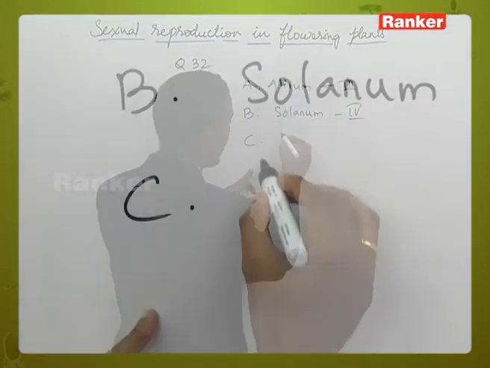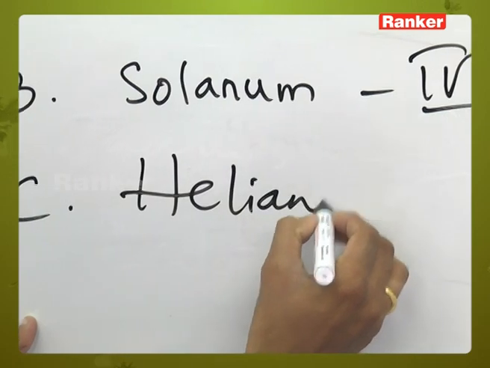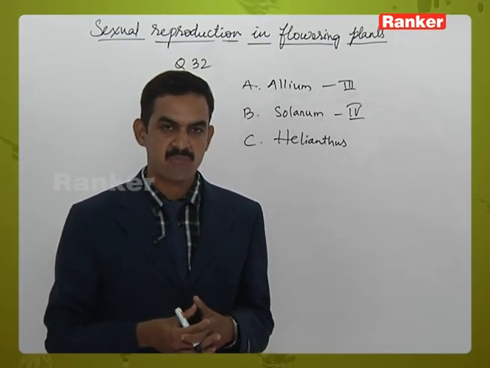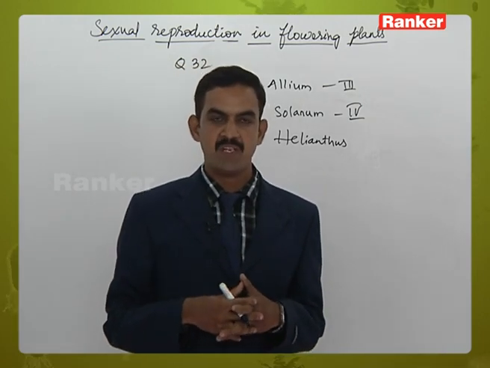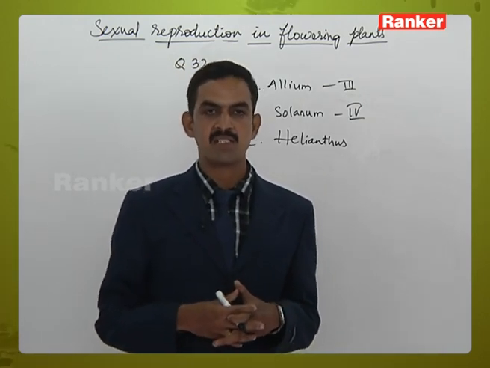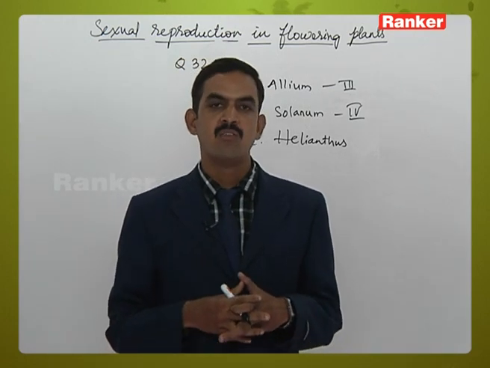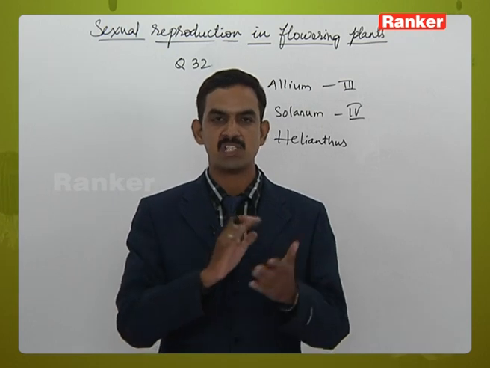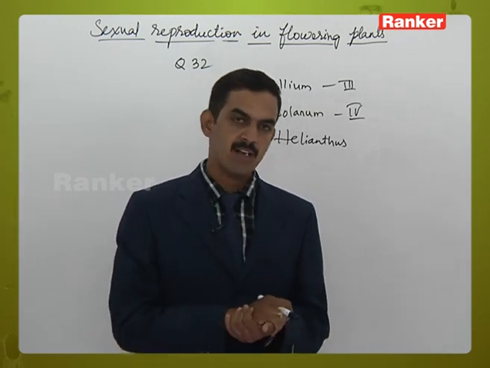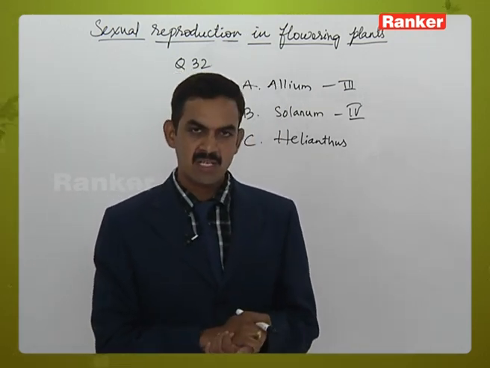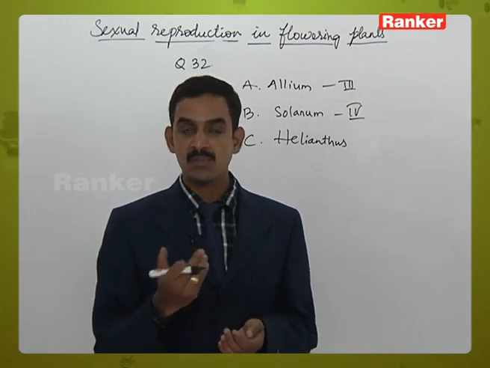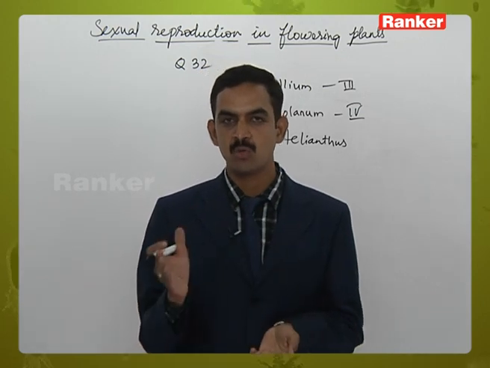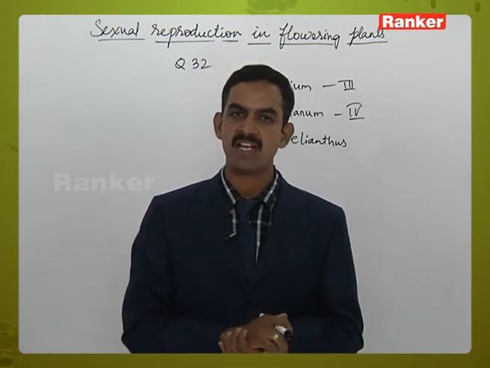Then C is Helianthus. C, Helianthus, which belongs to the Asteraceae family. The common name of Helianthus is sunflower. This exhibits a controversy of cross pollination where the maturation period of androecium and gynoecium differs in a bisexual flower. So here it is called dichogamy condition. In this dichogamy also, these flowers exhibit a case where the androecium will mature earlier than the gynoecium, so we call it protandry nature.